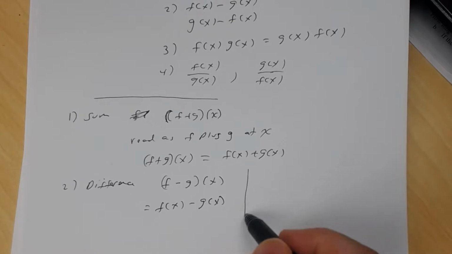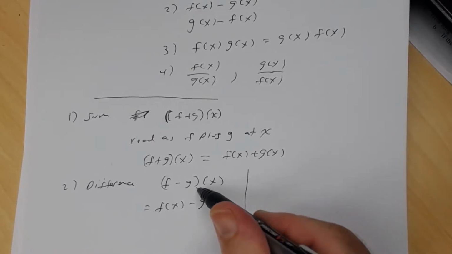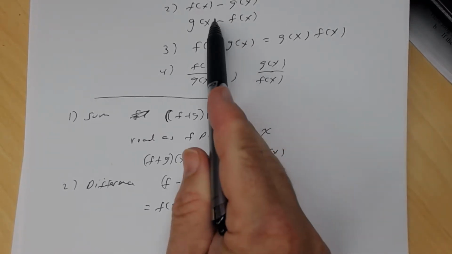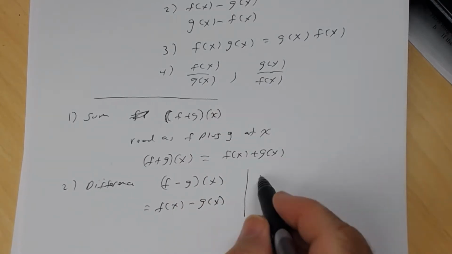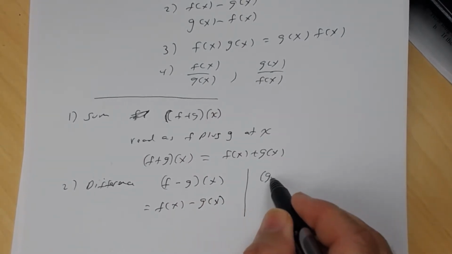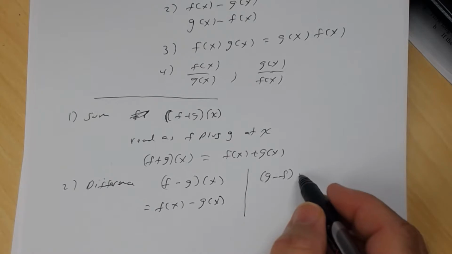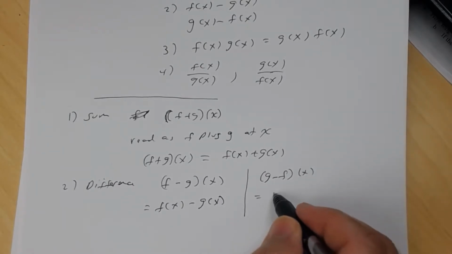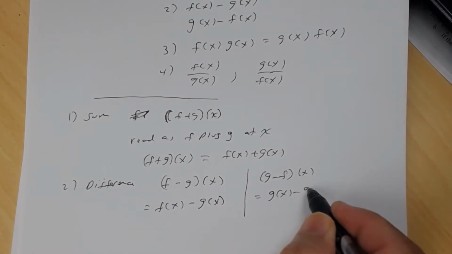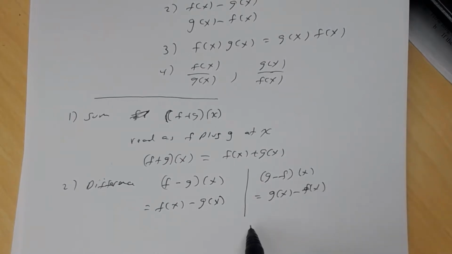Now, I want you to notice something. So remember, subtraction is not commutative. So if you put g first, and then g minus f at x, then you would have to say g of x minus f of x. All right, remember, this function up here is not going to be the same thing as this one. The third one is multiplication.